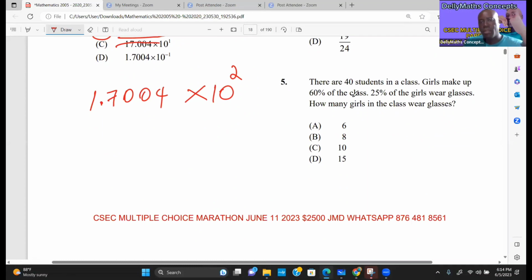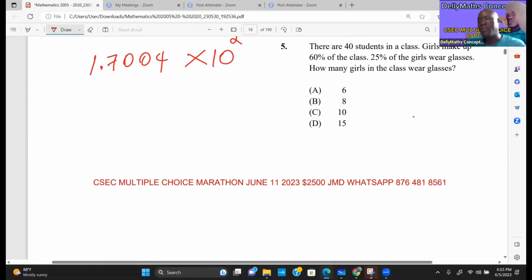Question 5. There are 40 students in the class. Girls make up 60% of the class, 25% of the girls wear glasses. How many girls in the class wear glasses? So we're saying that, all right, 40 of them in the class, right? Girls is 60%. So you want to find your 60% of that 40.